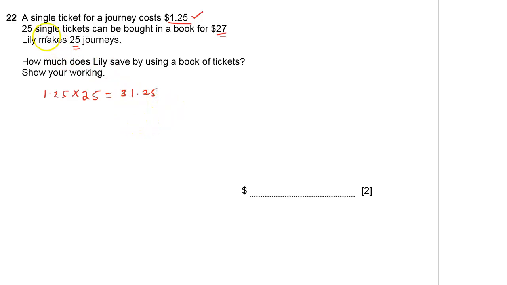But if she bought a booklet of 25 single tickets which cost $27, then Lily would have saved. To find how much she should have saved, we take away $27 from $31.25, and we find this gives us $4.25. So $4.25 is what Lily should have saved.